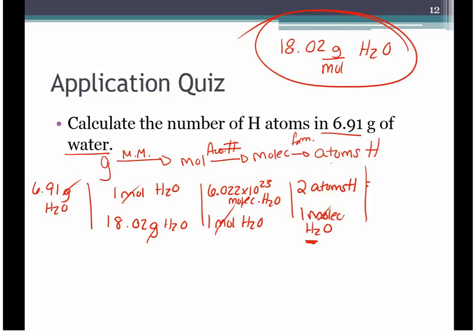And so in our calculator, we can enter 6.91 times 6.022 times 10 to the 23rd times 2 divided by 18.02. And you should get something like 4.62 times 10 to the 23rd atoms of hydrogen.